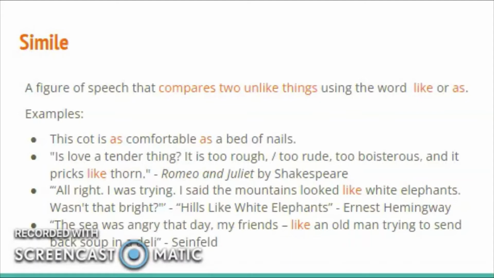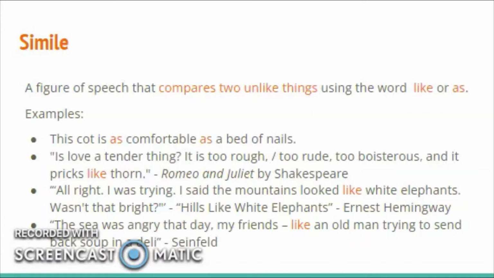So right there, that is an awesome example of figurative language, and it's showing us that love hurts like a thorn on a rose. Next up, our example from Hills Like White Elephants. The title of this short story itself is a simile, because it's comparing the hills to white elephants.